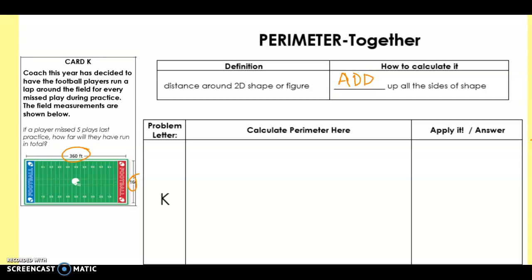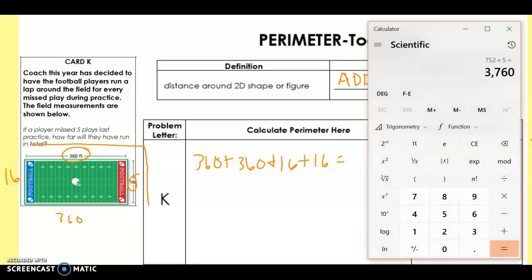So if we're calculating perimeter, we're going to be adding up all sides. So remember, the missing values, especially when we're looking at a rectangular football field, are mirroring of the other side. So our measurements, 360 is the top and bottom, left and right is 16 feet. So calculating perimeter, again, we're using the operation of addition. And if we grab a calculator, 360 plus 360 plus 16 plus 16 is 752.